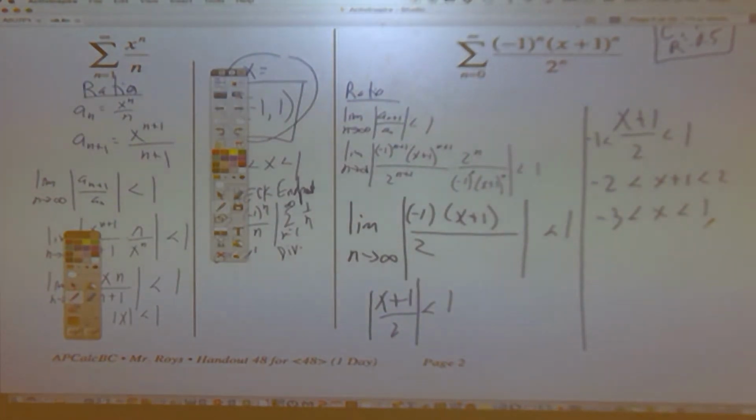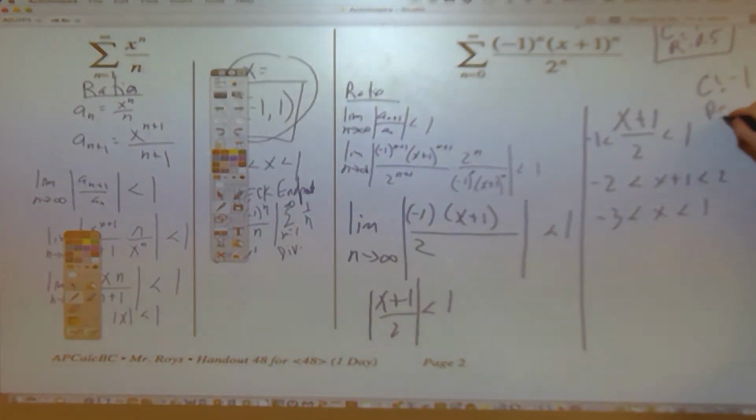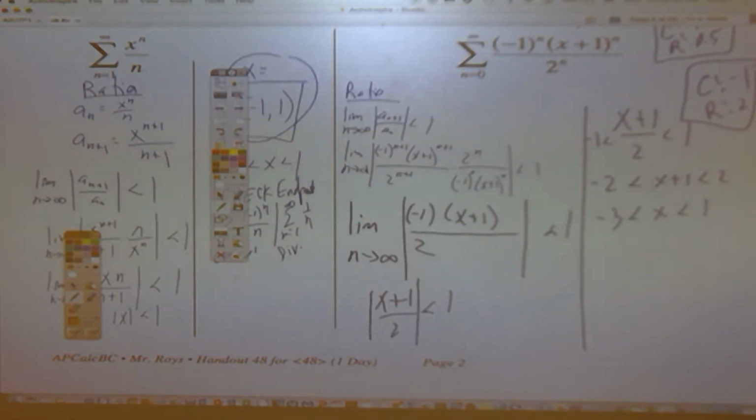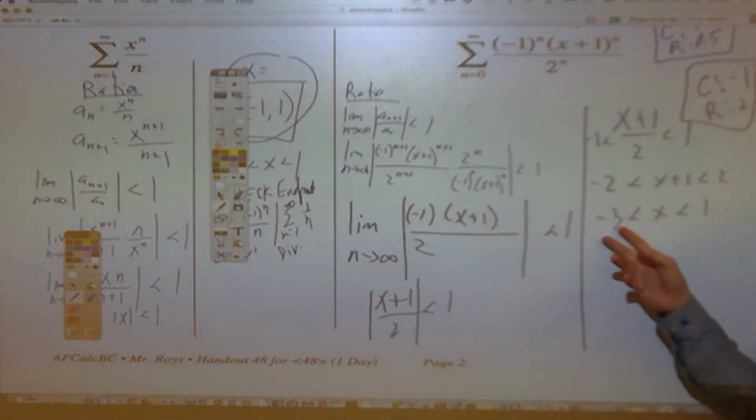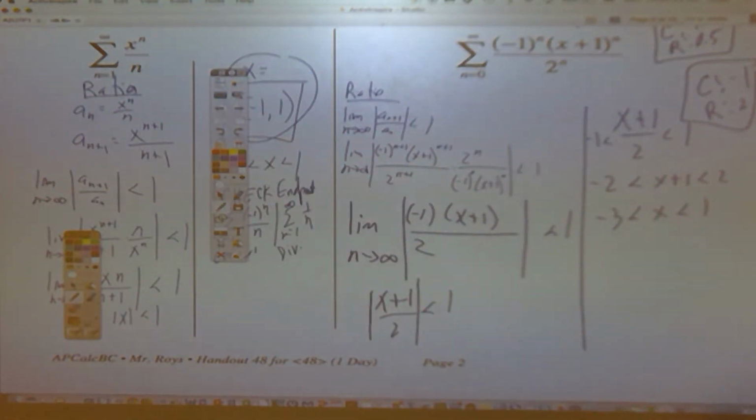So the interval of convergence, the center and radius are now established. Diameter is 4. Radius is 2, so the center is at negative 1. So we already know the center is at negative 1 and the radius is 2. What we don't know is the interval of convergence. We've got it down to 4 possibilities. It's negative 3 to 1, where negative 3 is either inclusive or exclusive, and 1 is either inclusive or exclusive.